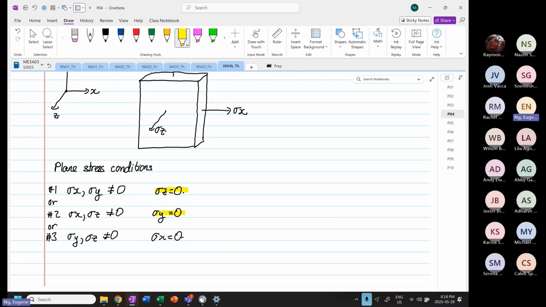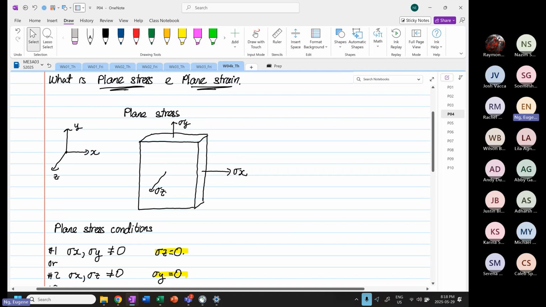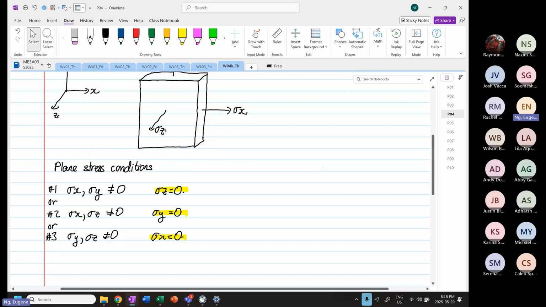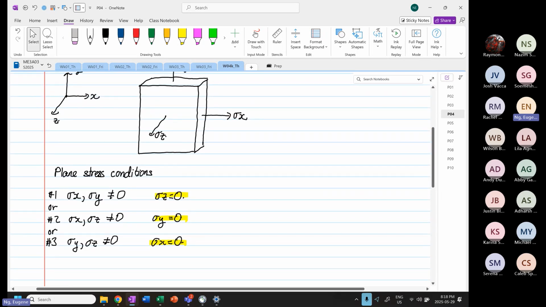Okay, so in plane stress condition, one of the stress states will be equal to what? Be equal to 0. Okay, so that is what we call plane stress. So if you see any analysis later on that we make, and when we assume plane stress, what immediately comes to your mind is one of the stress states is equal to what? 0.